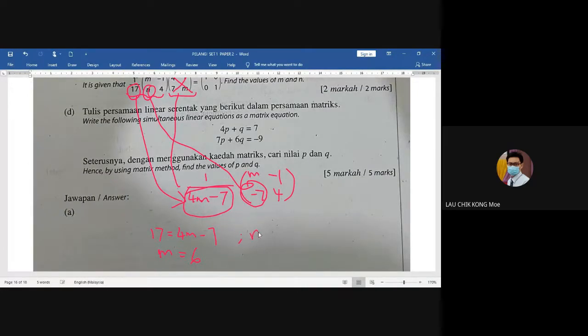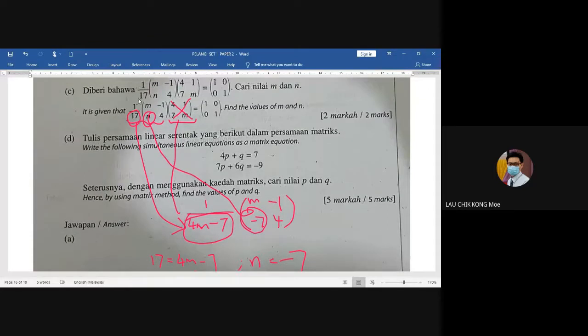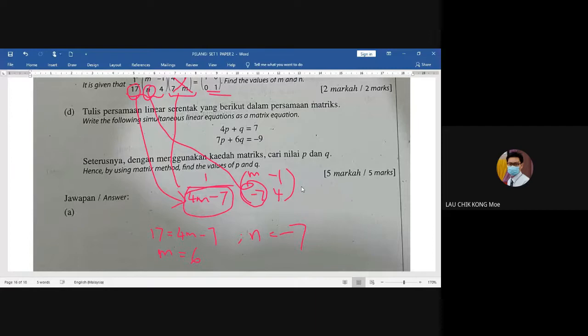Direct, can you get it? Can you get it? Alright, negative 7. Okay, tak perlu darab banyak-banyak lah. Sebenarnya ini kerana 1001 inverse matrix. So you can find the 4m minus 7, find the inverse and then compare to the first part, and then you will get m equals to 6, n equals to -7. That's why only 2 marks.